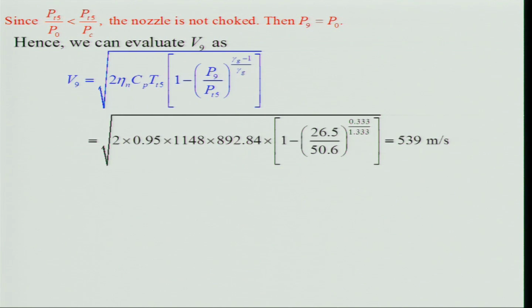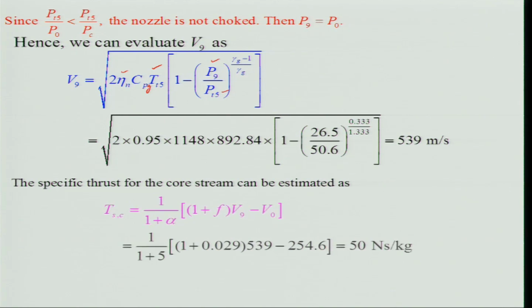So, we can evaluate this using the expression 2 eta n Cp Tt5 [1 minus (P9 by Pt5) raised to (gamma minus 1) divided by gamma g] for the nozzle. We know these values: Tt5, P9, Pt5, Cp, which will be Cpg, and eta n. If I use Cpg 1148 into 892.84, then you will get 5939 meter per second.